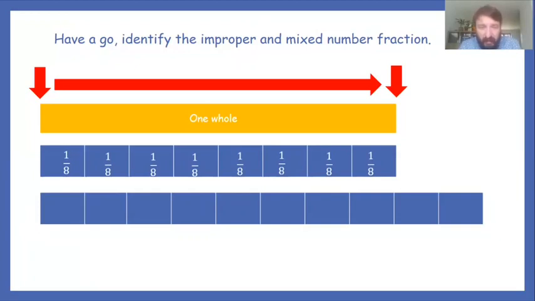Now I can see below, okay, in a mirrored image here, I have 1, 2, 3, 4, 5, 6, 7, 8, but 2 additional 1/8 added to that. So it looks like that. Here we go. So I have my one whole, which has been split into 8 equal parts, so 1/8.